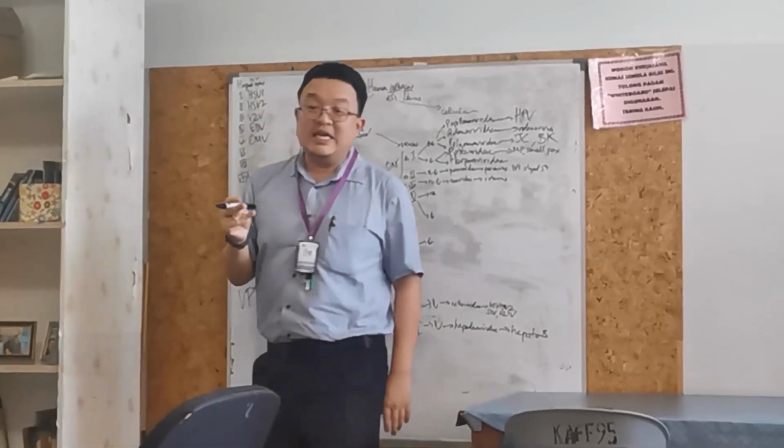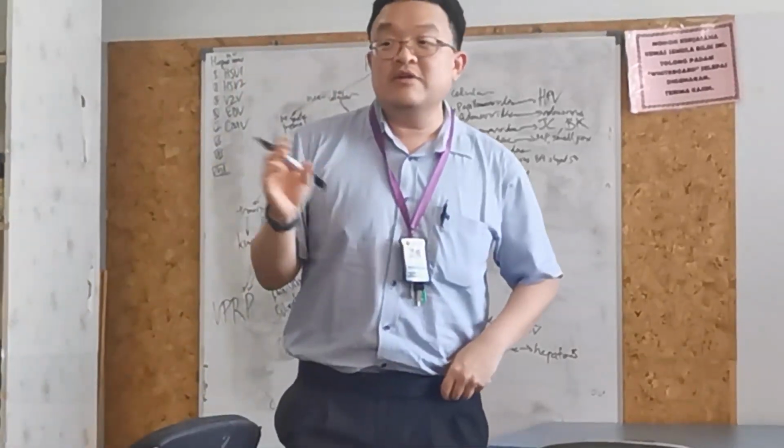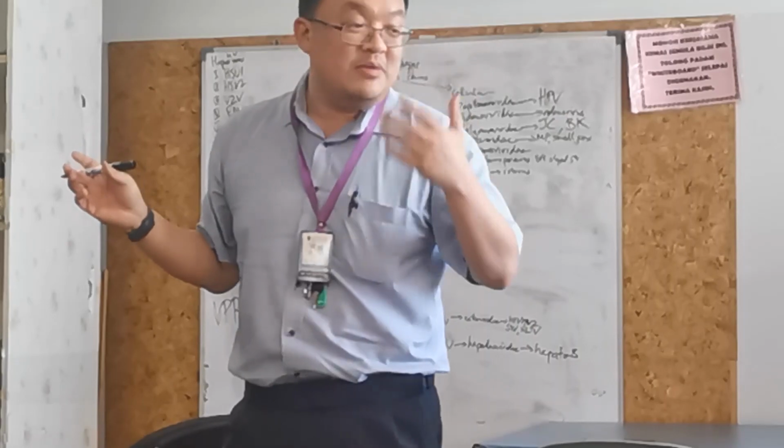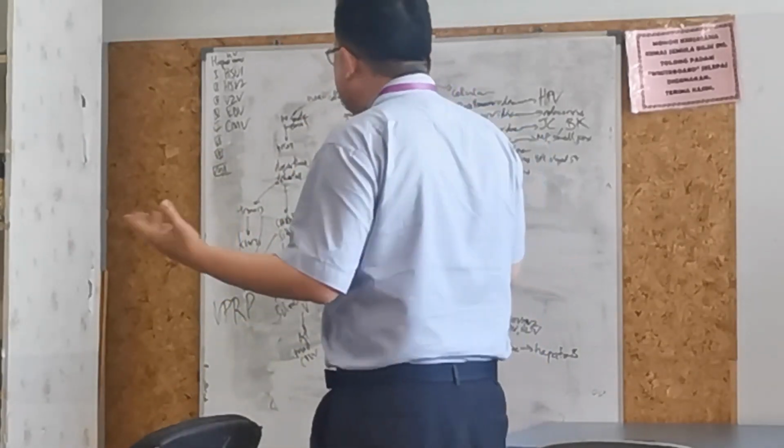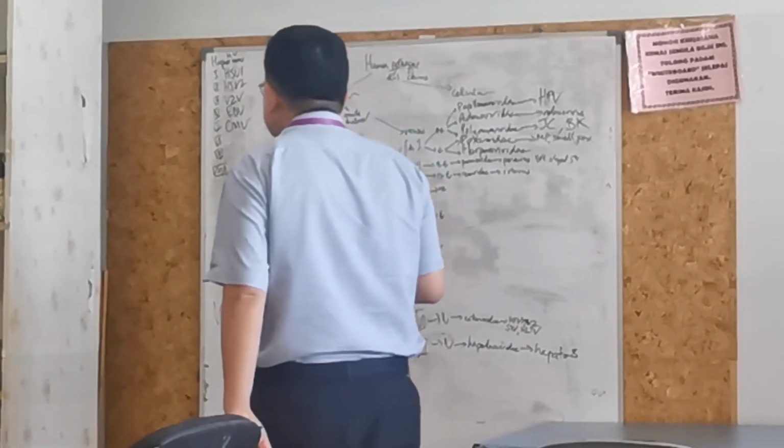Okay, 5 is CMV, cytomegalovirus. Cytomegalovirus can cause colitis, can cause problems in everything under the sun, can infect any part of the human body. Why? Because it's a freaking DNA virus. 6 and 7.